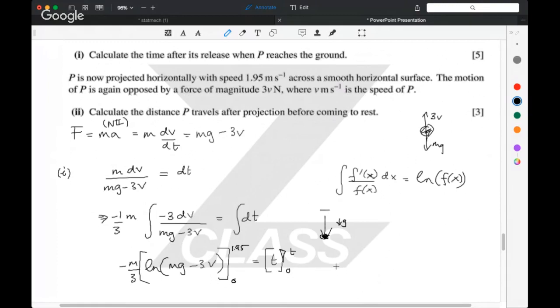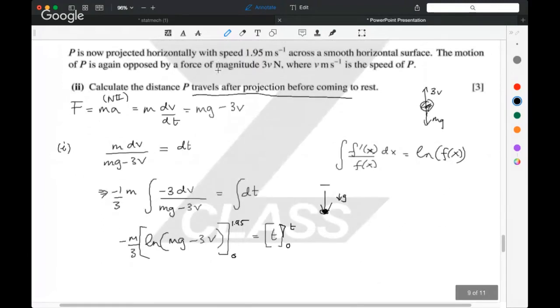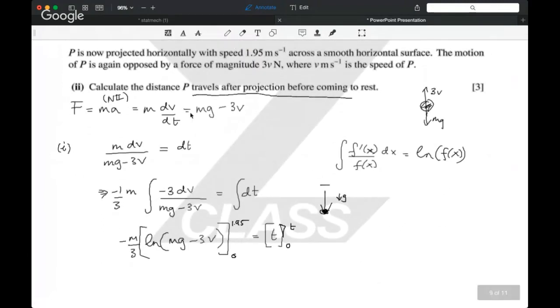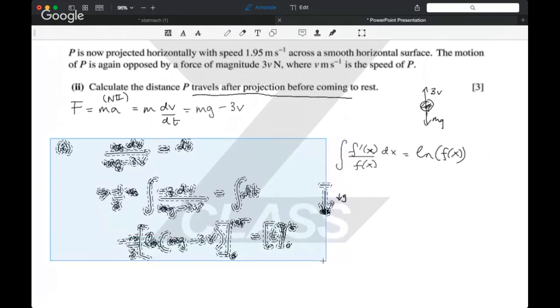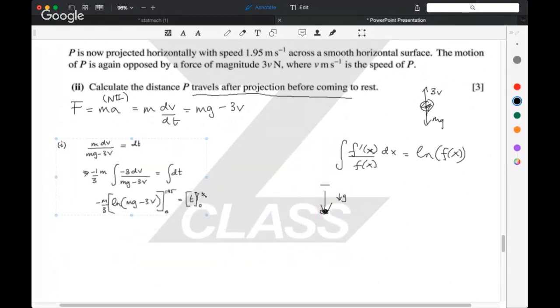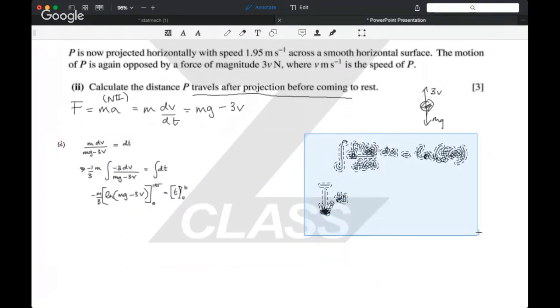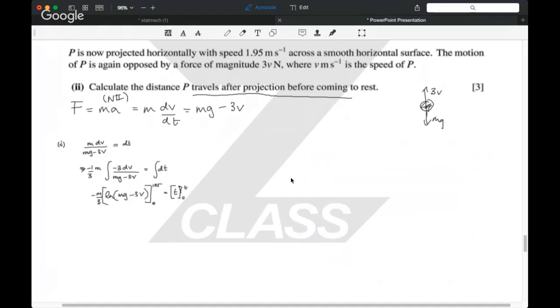The second one is about how far it travels, and for this one the limits will be as I said before. But let's just look at that. Let's make this a bit smaller, and I think we can get rid of those. Okay, question 2. So this is still a differential equation problem.